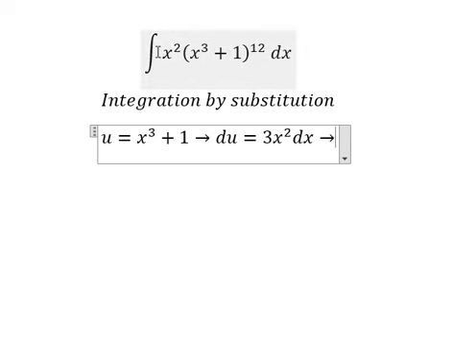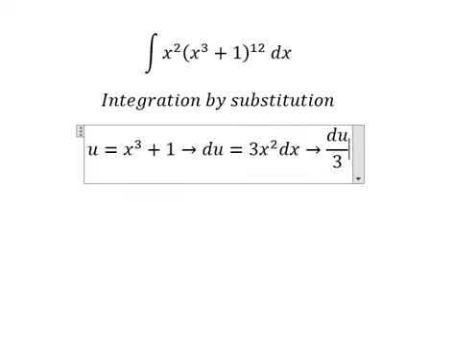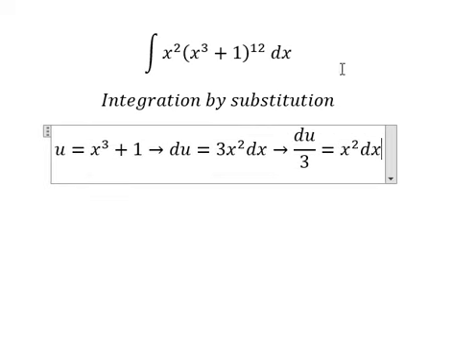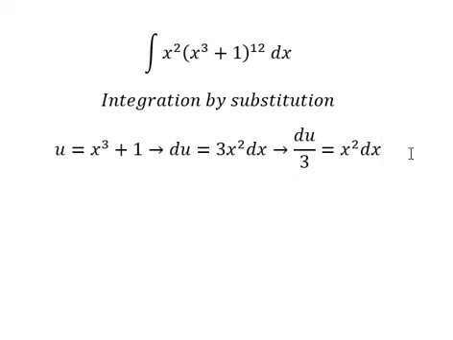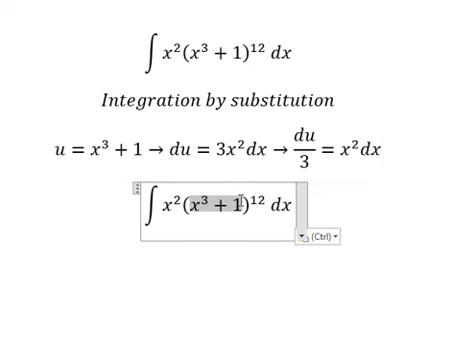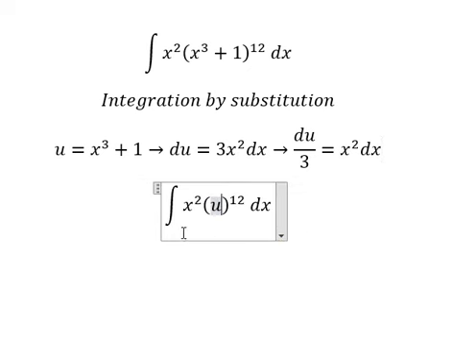Because we don't have the number 3, we need to divide both sides by 3. So this one we change for u, and the s we change for this one.